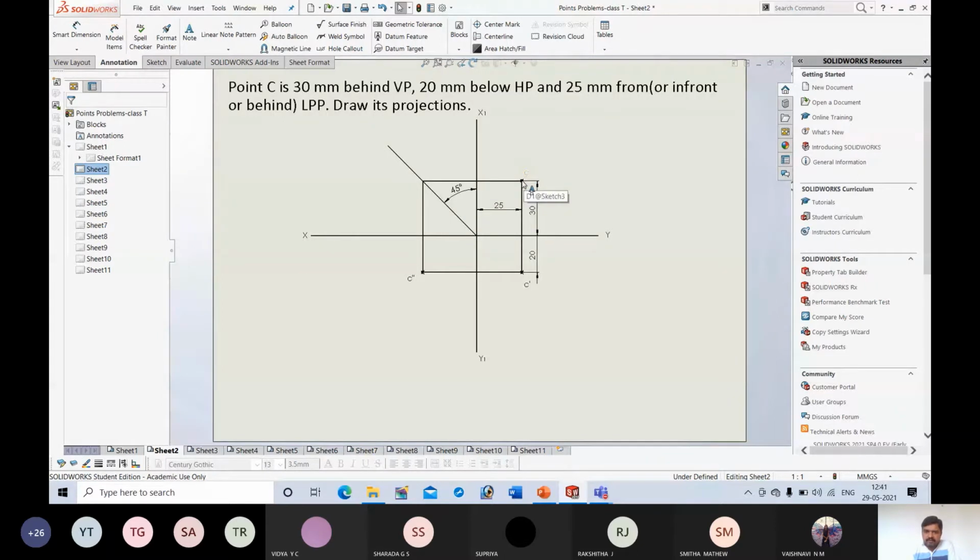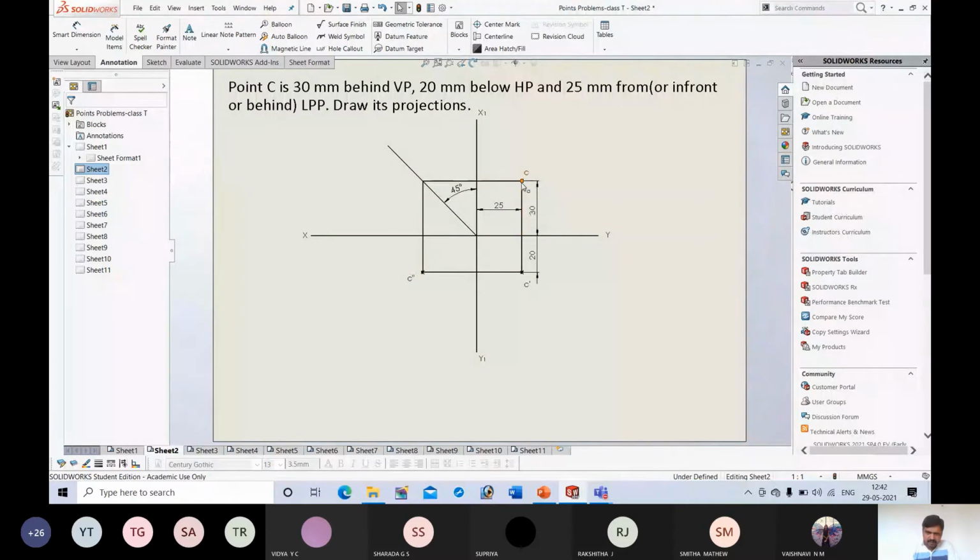In order to get this side view, what we were doing is drawing the projector, that is a horizontal line from the front view. On this line only, I should get the profile view. And with the help of this 45-degree inclined line, it was possible for me to rotate this top view by 90 degrees and get the profile view.